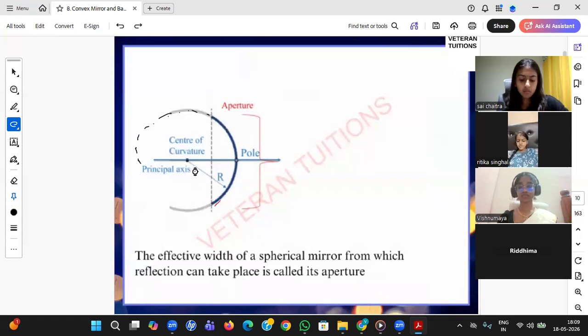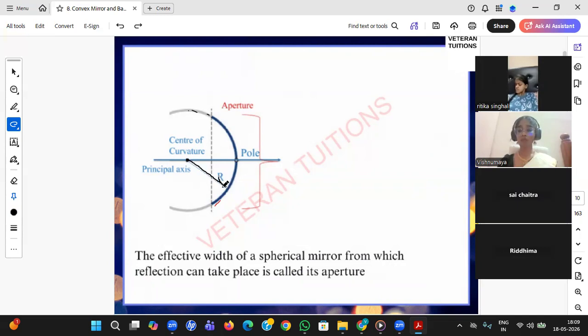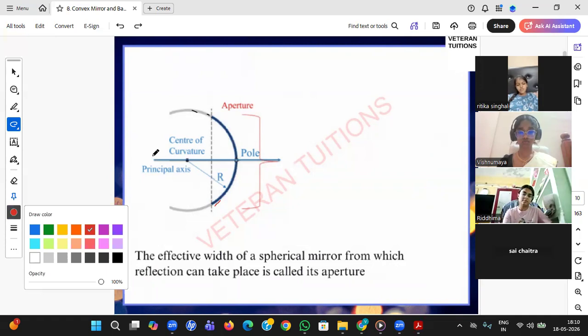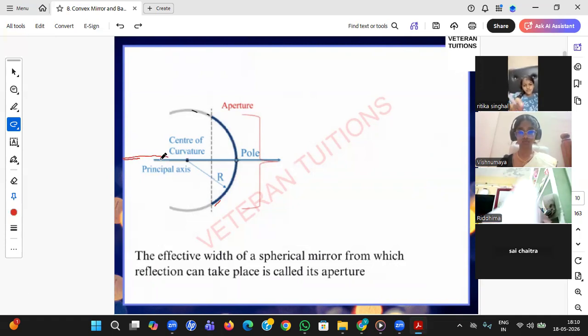Then what is the radius of curvature? Obviously, from the center to the edge of the sphere or circle. These are nothing but the radius of curvature. Then what is the pole? The center of the mirror itself is nothing but the pole. What is the principal axis? It is an imaginary straight line that passes through the center of curvature and the pole.